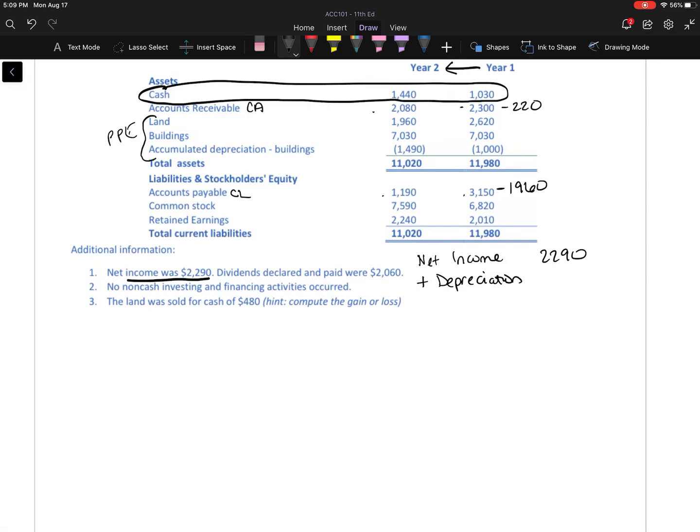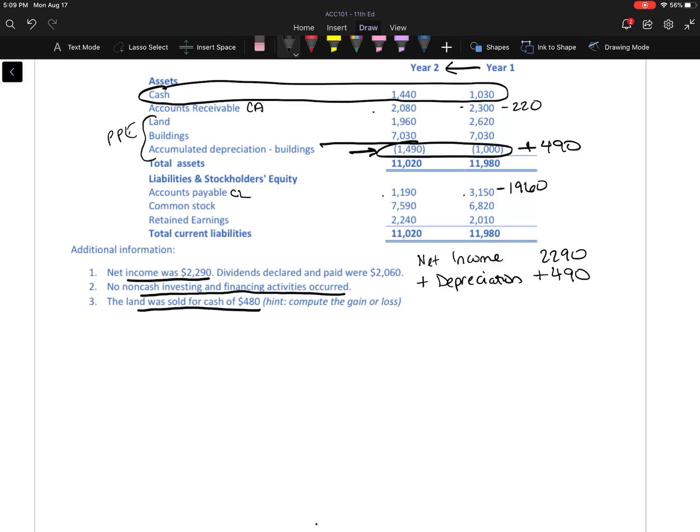So we start with net income, $2,290. I'm going to add back depreciation. Okay, I do not have an income statement, so I don't know what my depreciation is, except that I can tell here my accumulated depreciation increased by $490. So I'm able to go ahead and figure that out by the increase in accumulated depreciation.